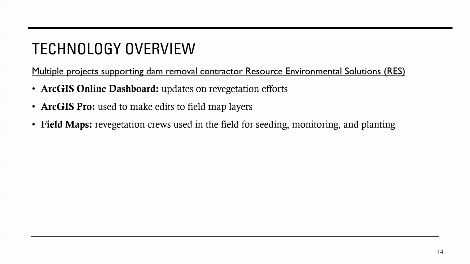The technology that we used during this revegetation effort was the ArcGIS Online dashboard, ArcGIS Pro, and Field Maps. The dashboard was used for RES to keep them updated on the revegetation efforts that the crews were doing. ArcGIS Pro was used to make edits to these Field Maps layers that I will get into. And then Field Maps is what the revegetation crews use out in the field for the seeding, monitoring, and planning.